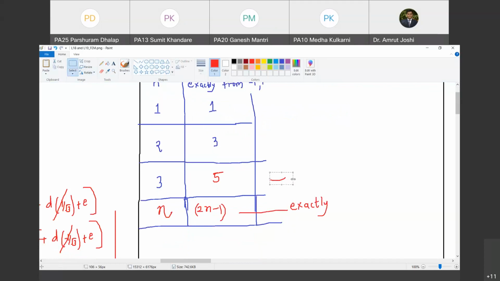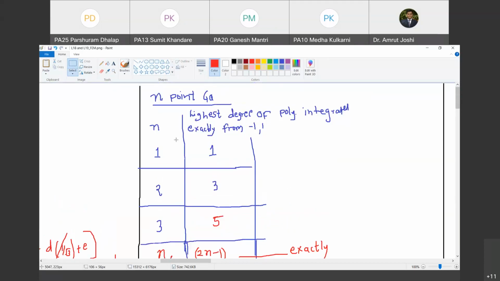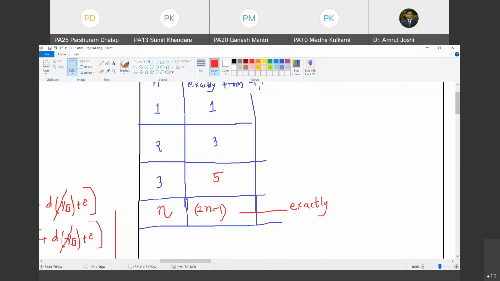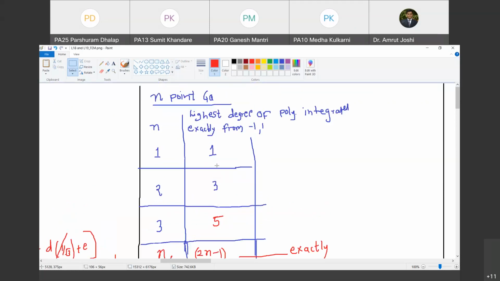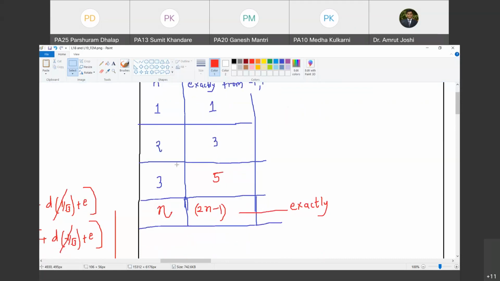So look, apply this formula for earlier cases. 1-point Gauss quadrature, 2 into 1 minus 1 is 1. So we can exactly integrate polynomials of degree 1. Happy? Yes, sir. When you substitute n equal to 2, it is 4 minus 1, that is 3. So you will be able to integrate polynomials of the order of 3 exactly using 2-point Gauss quadrature. Happy? Yes, sir. Okay. Now imagine if you have a 4-point Gauss quadrature. What is the degree of polynomial that you can integrate? 7.